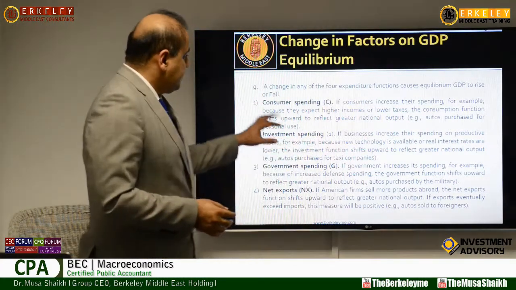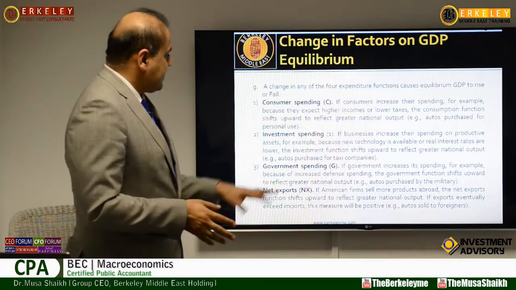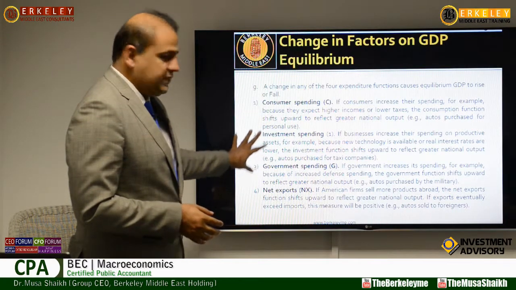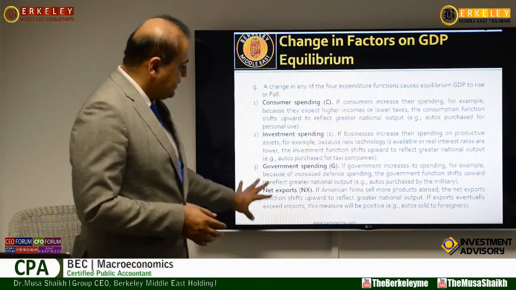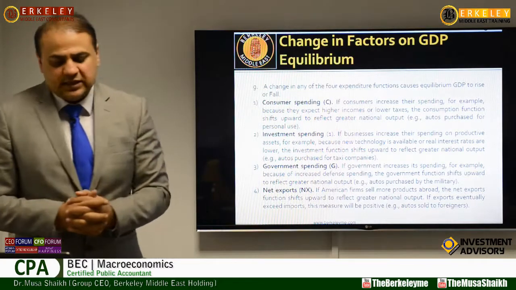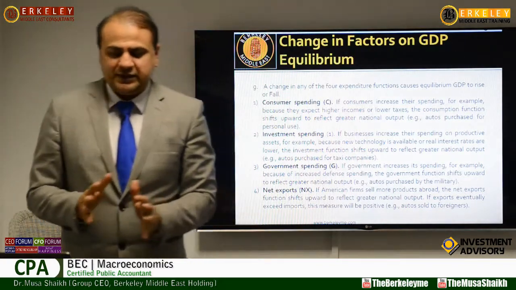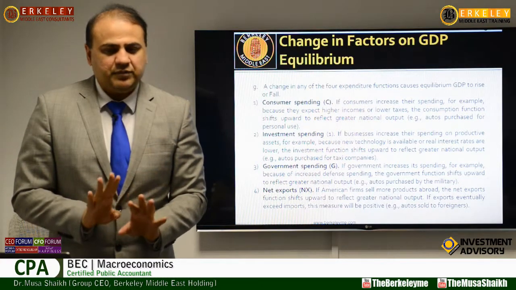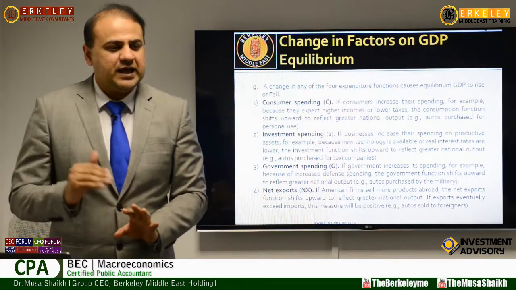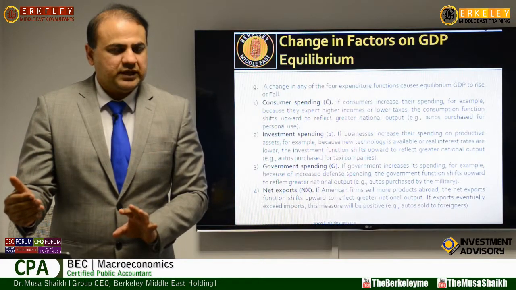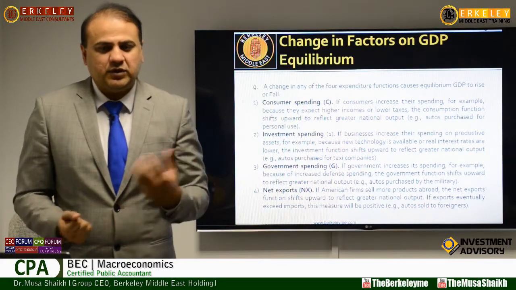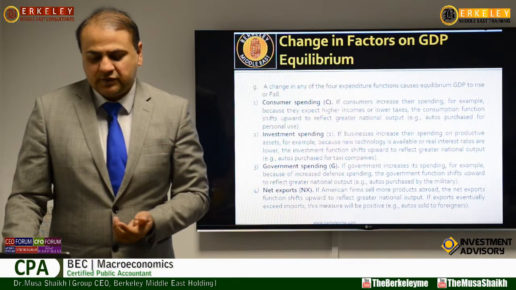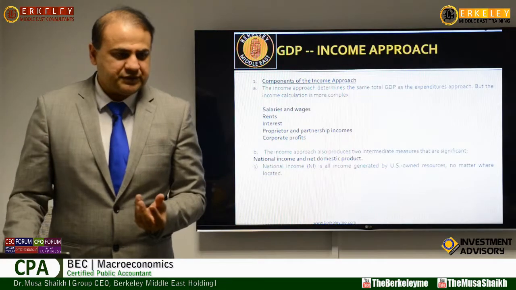Yeah, so sometimes these factors can affect whether your consumer spending is increasing or decreasing, investment is increasing, government spending is increasing or decreasing, or exports are improving or decreasing, and then it will affect the market equilibrium. So every country wants to enhance exports so they get more money in return, and they want to reduce imports because imports take your money out of your country.